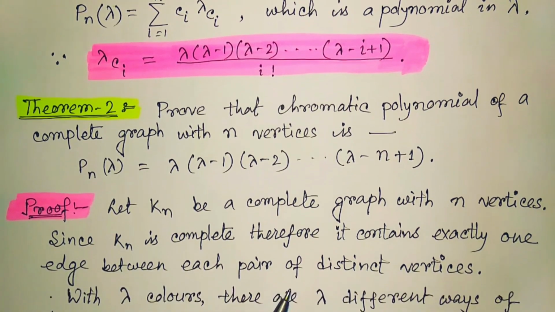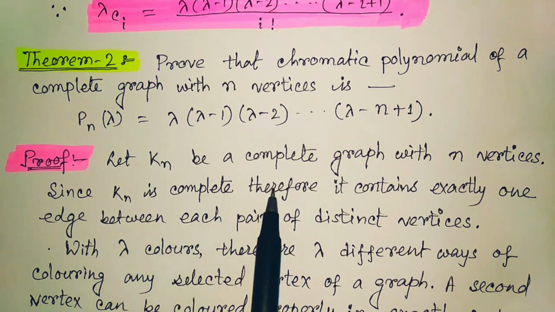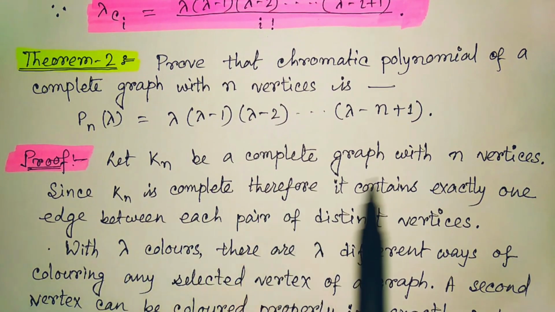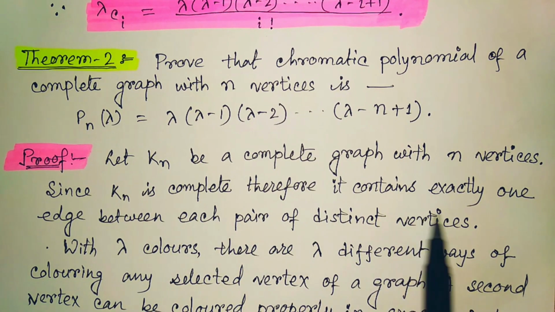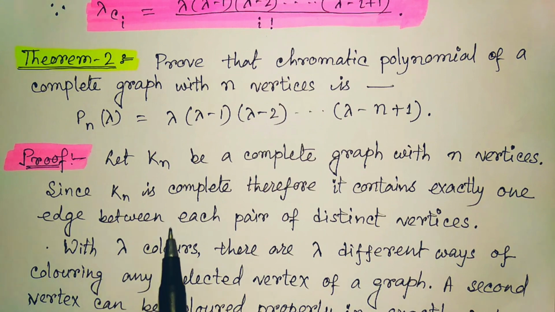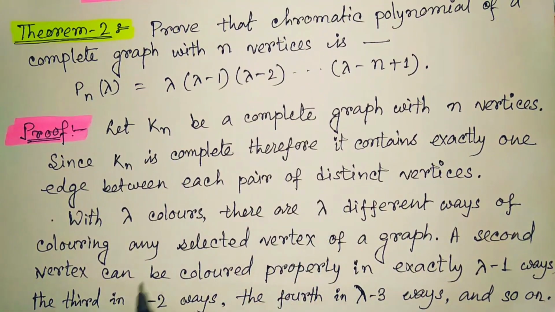So now how to prove this one? Initially the given graph is a complete graph. So let K n be the graph, which is a complete graph with n number of vertices. Since K n is complete, it contains exactly one edge between each pair of distinct vertices. So with lambda colors, there are lambda different ways of coloring any selected vertex of a graph. A second vertex can be colored properly in exactly lambda minus 1 ways.